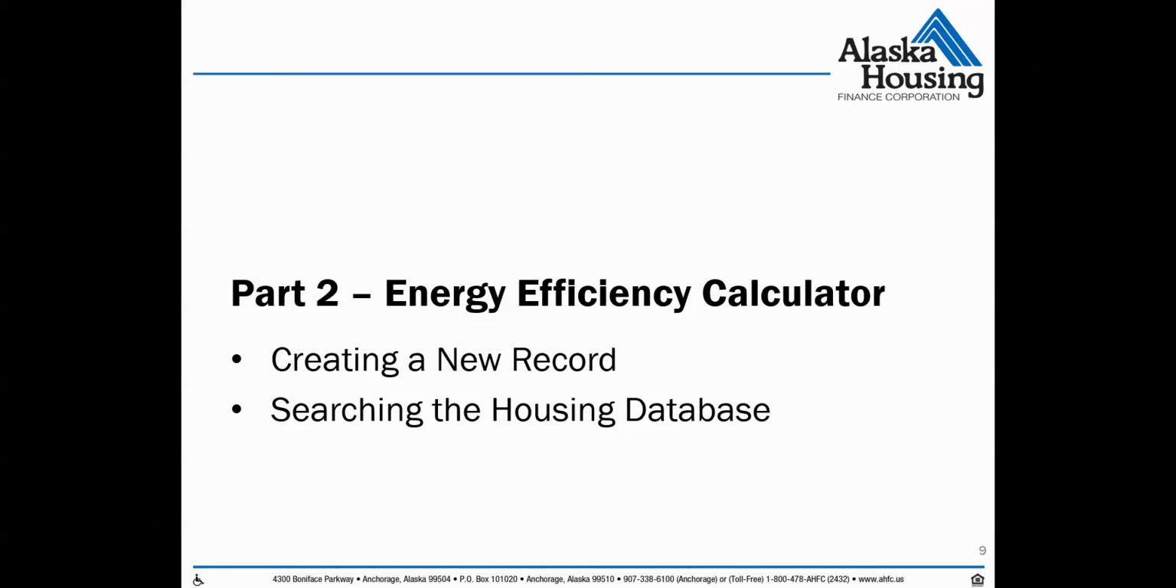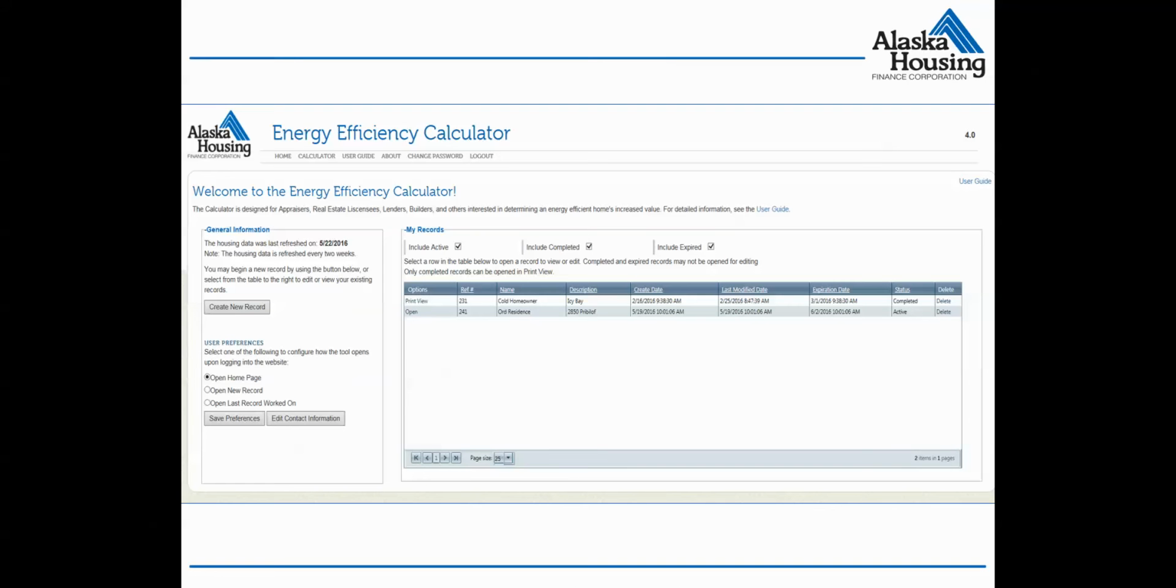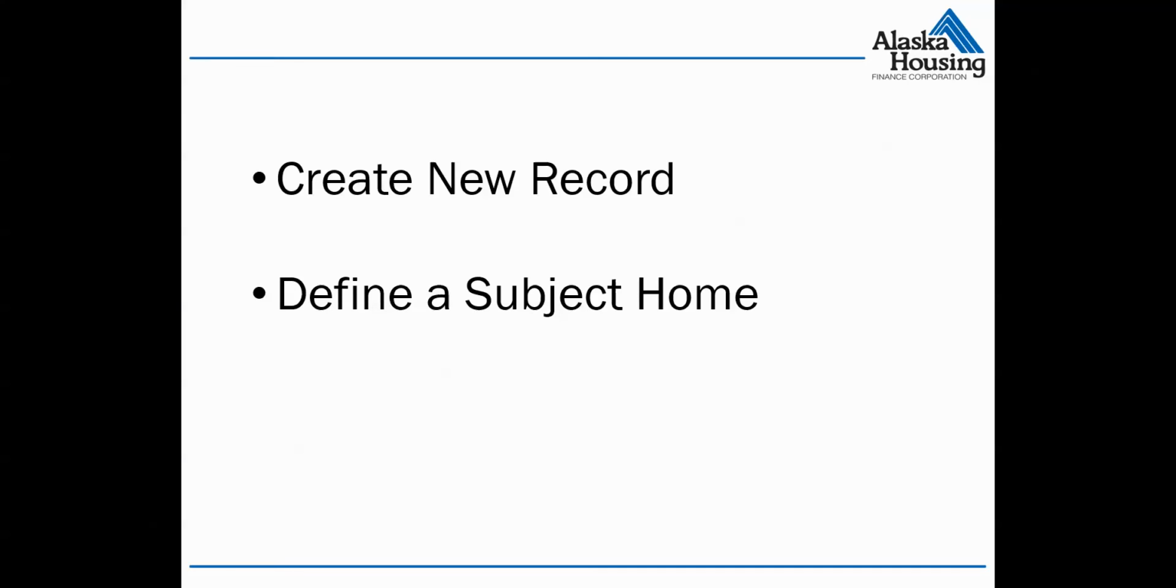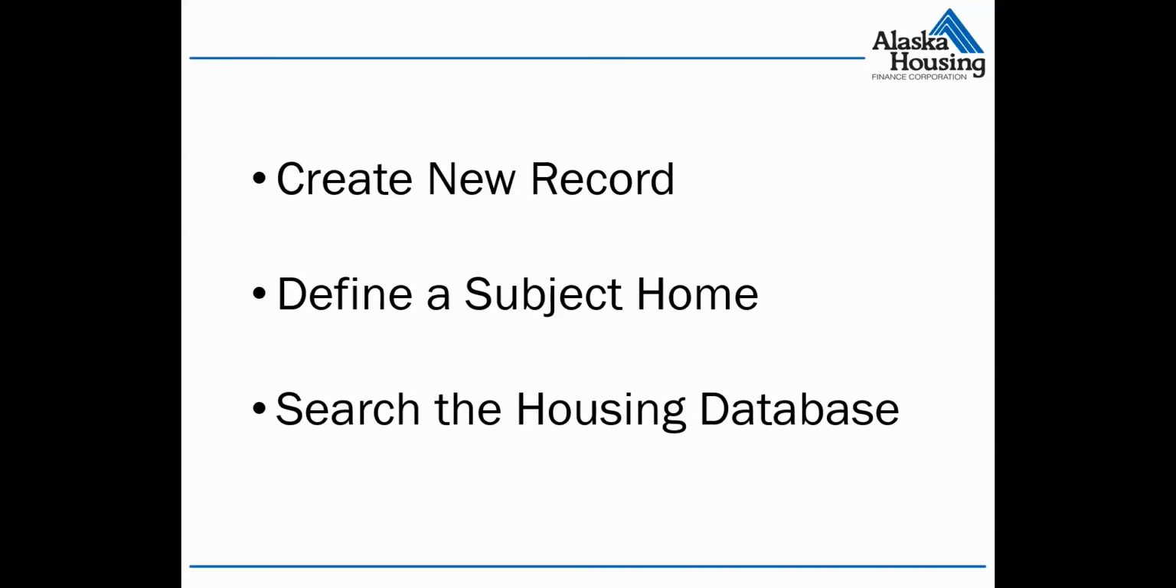Welcome to part 2 of the Energy Efficiency Calculator tutorial, creating a new record and searching for a home in the housing database. In the first tutorial, we learned how to log in and we learned about several features on the home screen. In this tutorial, we will learn how to create a new record, define our subject home, and search the housing database for a home's Energy Star rating and estimated annual energy costs.